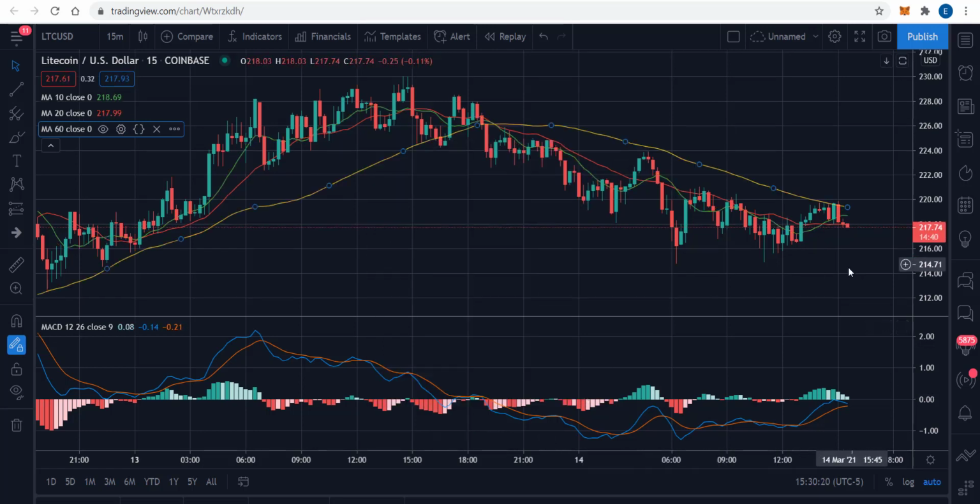So look, in the 15-minute, we're in congestion, and I said that because the 10 is between the 60 and the 20 period, but I like what's happening with the MACD, right? The MACD is starting to give us an indication that maybe this thing is going higher.